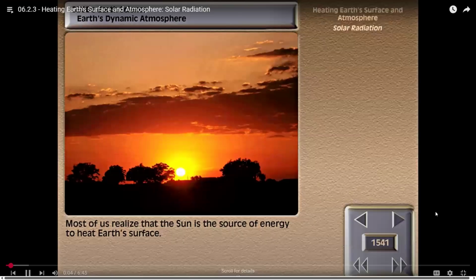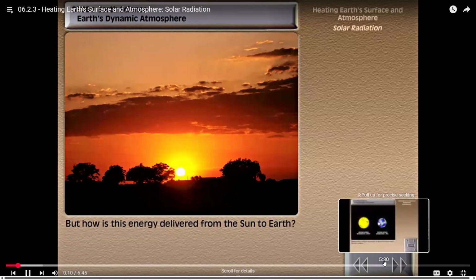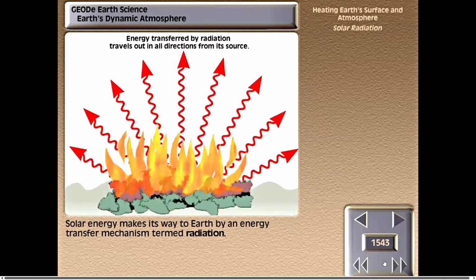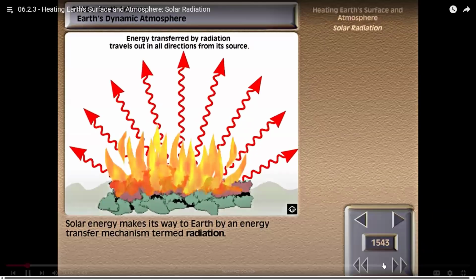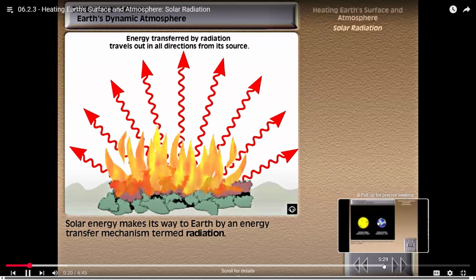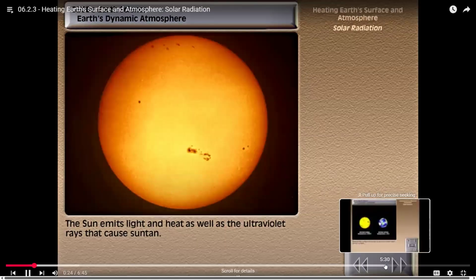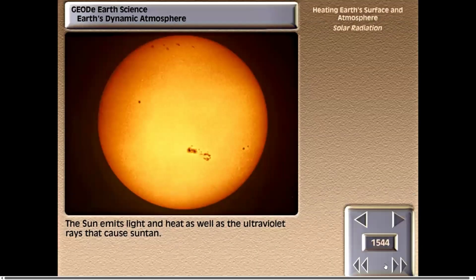Most of us realize that the sun is the source of energy to heat Earth's surface. But how is this energy delivered from the sun to Earth? Solar energy makes its way to Earth by an energy transfer mechanism termed radiation. The sun emits light and heat as well as the ultraviolet rays that cause suntan.